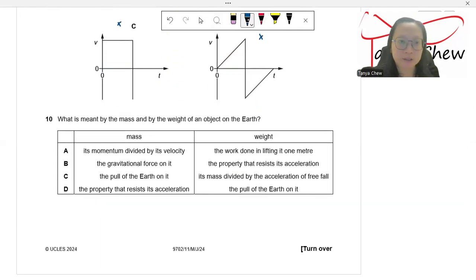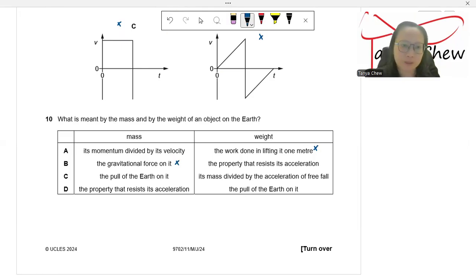Question number 10. What is meant by the mass and by the weight of an object on the earth? Right? So let us see. Is momentum divided by velocity? Is that mass? The weight is not work done in lifting it 1 meter. That is not work. Weight is a force. B, the gravitational force. Mass is not the gravitational force. One wrong, the other one will be wrong as well.